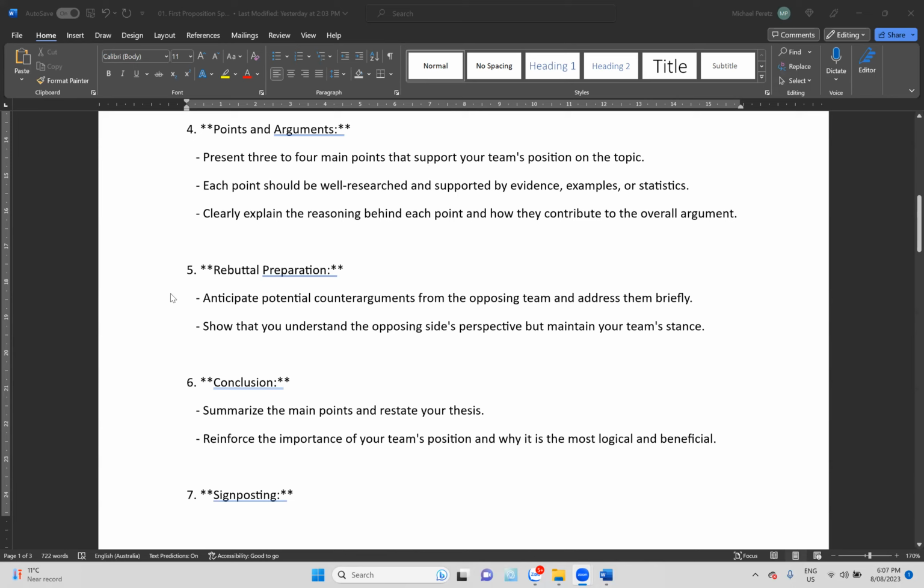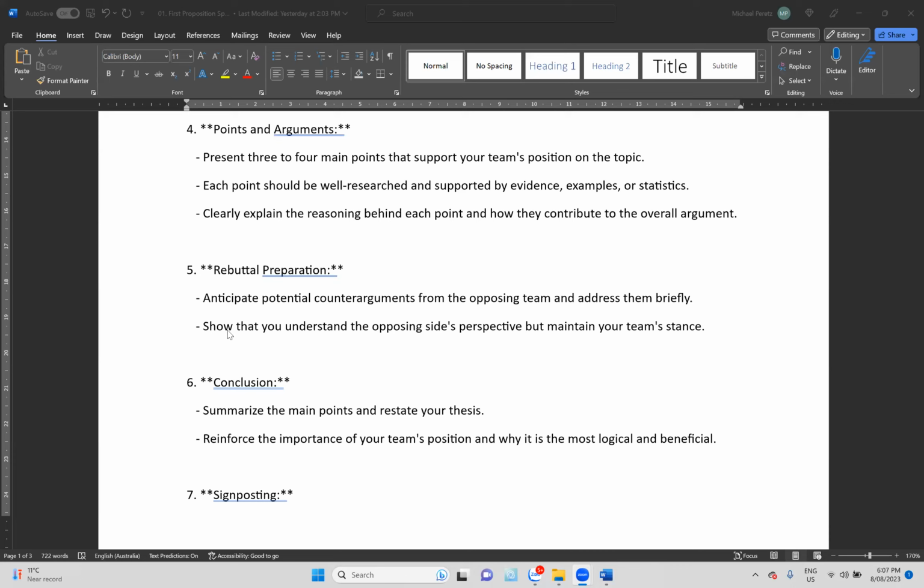Next, we have preparation for rebuttal. So this isn't actually delivering a rebuttal, because no one from the other team has spoken yet, but you just want to anticipate and guess some of the arguments that the other team might try to present, and you just want to address them briefly. Just give one or two sentences just to say, they might make this argument, but here are our reasons why that argument doesn't count or isn't strong.